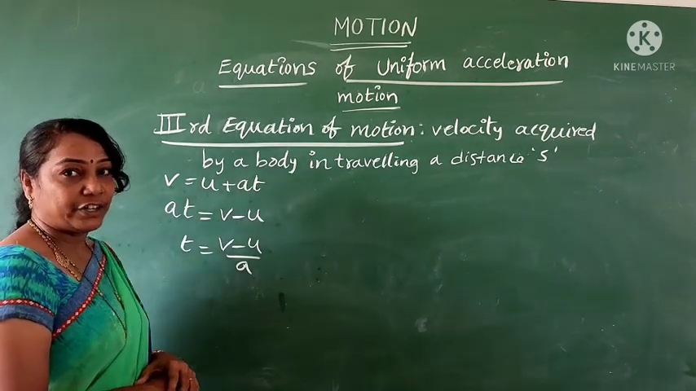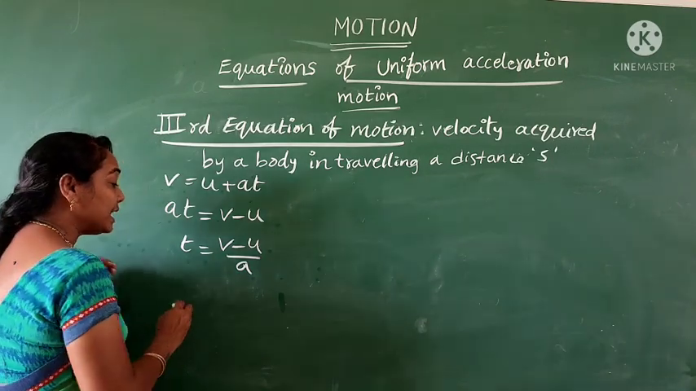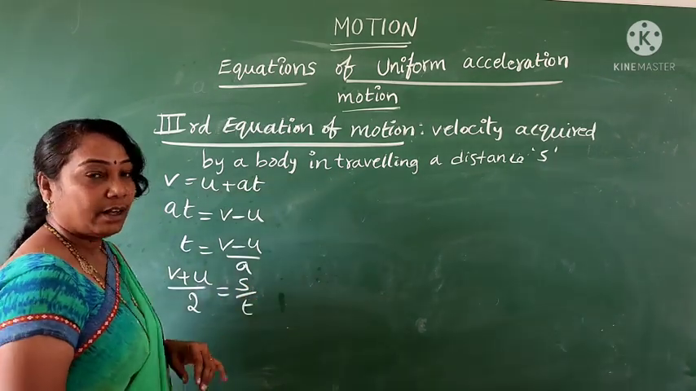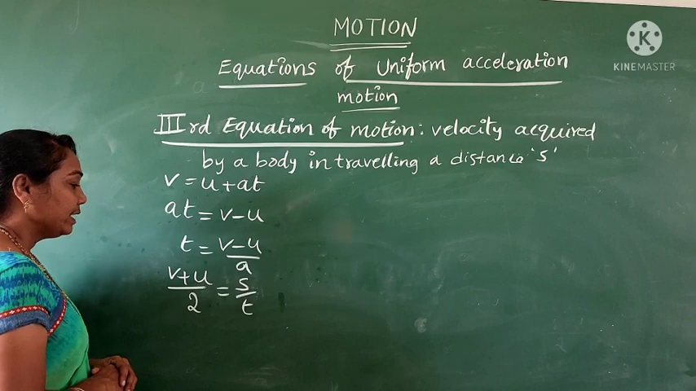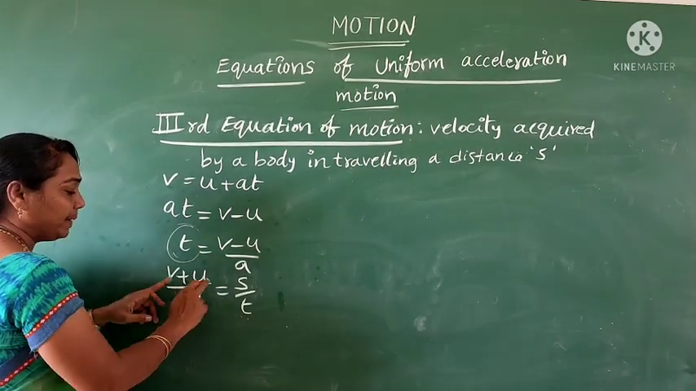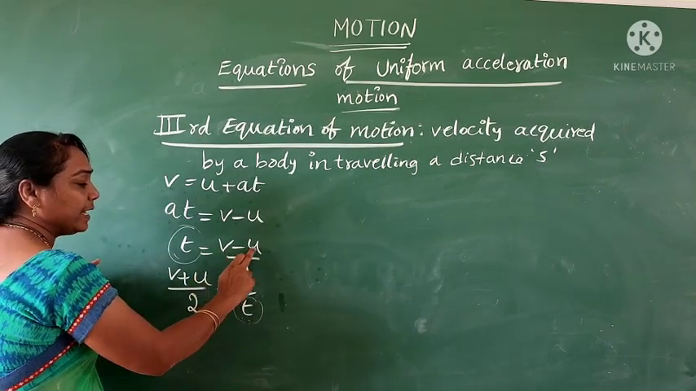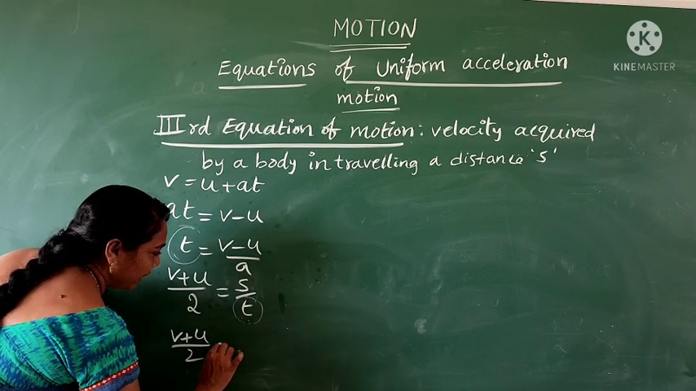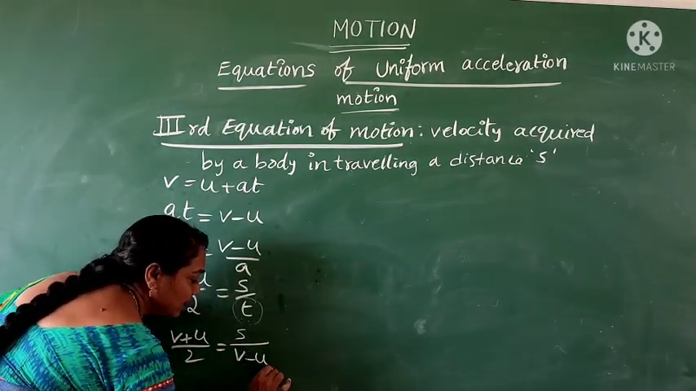We know the second equation. What is the symbol? Average velocity. Average velocity equal to v plus u by 2 equal to s by t. We already wrote this equation in part C. Substitute the t value in this equation. Here the t value is v minus u by a. So v plus u by 2 equal to s by t, which means s divided by v minus u by a.